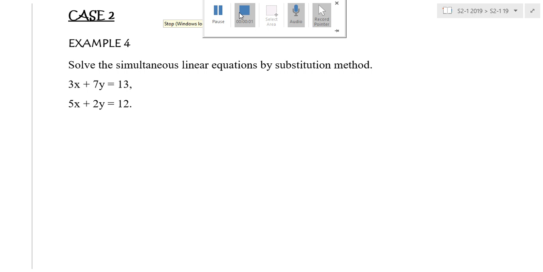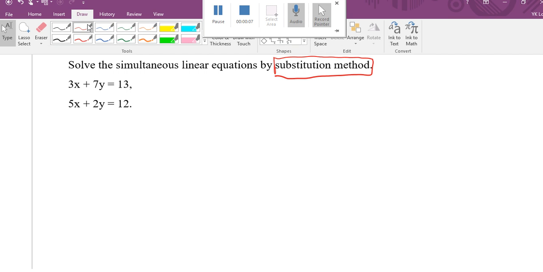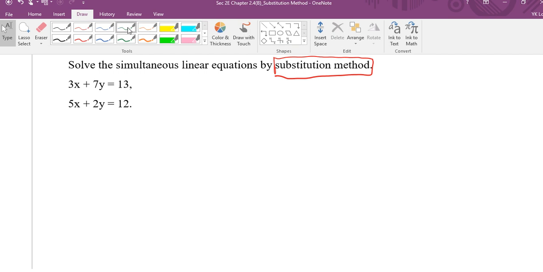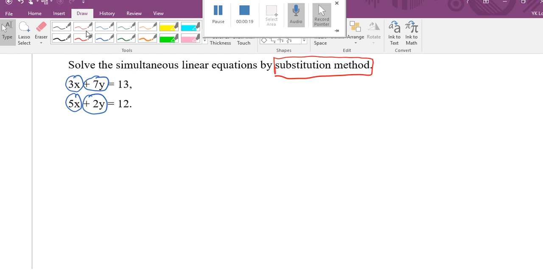Right, so Danish, for this question, we are going to solve by substitution method, right? Now, I look at the four items here, mainly the X's and Y's, like that, like that, like that, like that. Is there anything that is one? No? Yes? No, don't have, right?